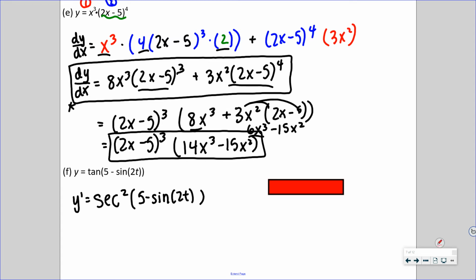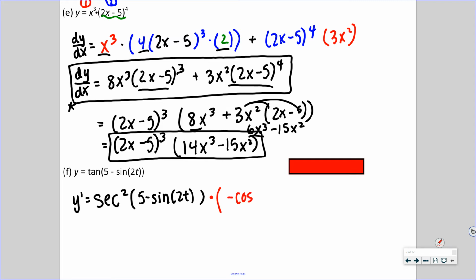Something I like to do too is write a little multiplication symbol right away. So remember, hey, I've got to multiply by the derivative of the inside. All right, so the derivative of the inside, 5 is just 0. Negative sine would be negative cosine. Think of that as just a constant in front. Negative cosine of 2t, times 2, the derivative of that inside.